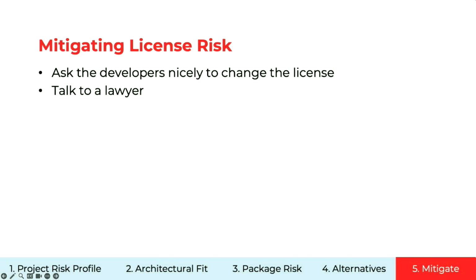First off, licensing risk. There's not a whole lot you can do here. I recommend asking the developers nicely to change the license. This has worked for us in the past. Sometimes developers, especially developers who are new to open source, will look for an open source license, see GPL and say, yes, that's the one, because it's an open source license, and not really understand the ramifications. So filing a support ticket and asking nicely if they could change it to a permissive license can be a good option.